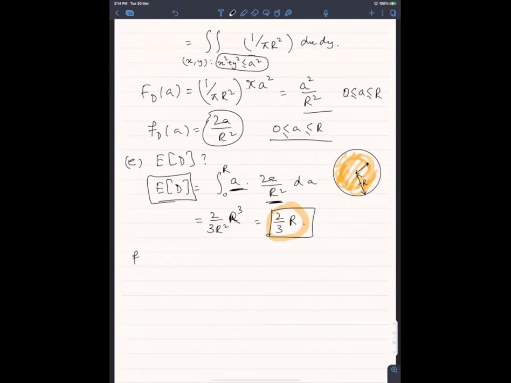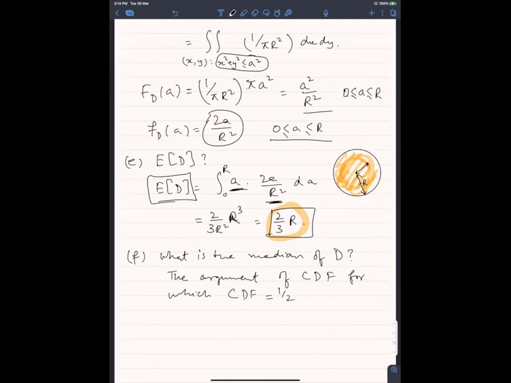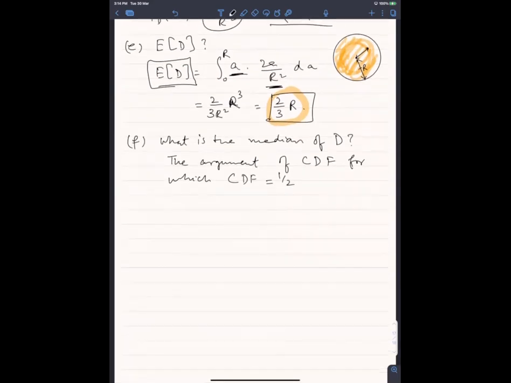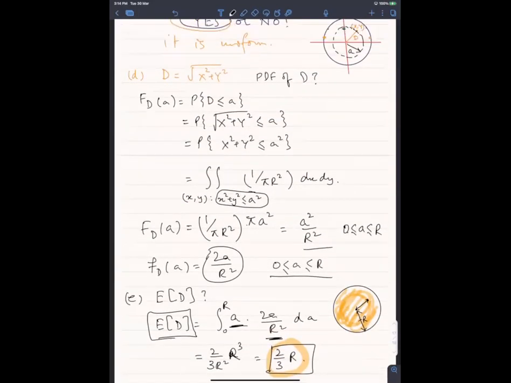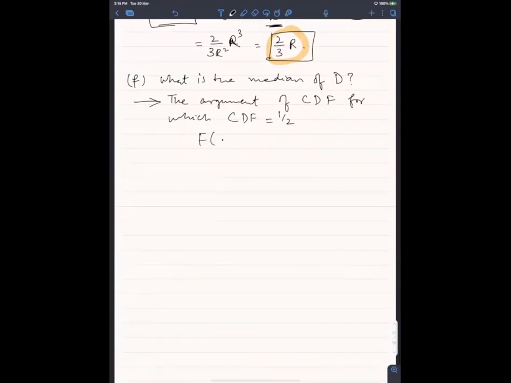One more part of this, and then we will finish after I make a comment. What is the median of D? What is a median? The median is the value, in fact, rather than the value, the argument of the CDF for which the CDF is equal to 1/2, 0.5. So 50% on this side, 50% on that side. This is called the median. So let's see what its median will be. So F should be equal to 1/2.